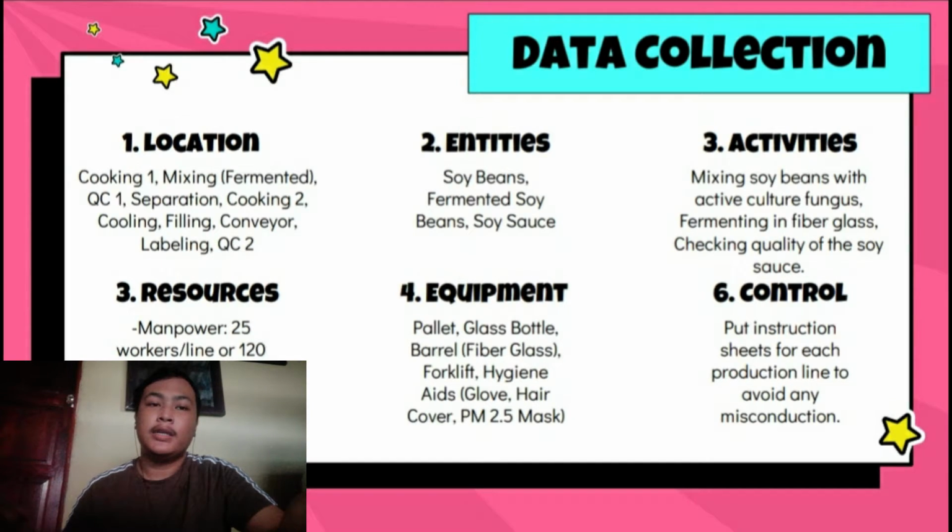The last data collection is control. Control is basically all the rules and instructions that guide the staff or workers in the production line to complete the process. ZARA Foodstuff Industries puts an instruction sheet on each production line to avoid any misconduct in the process.